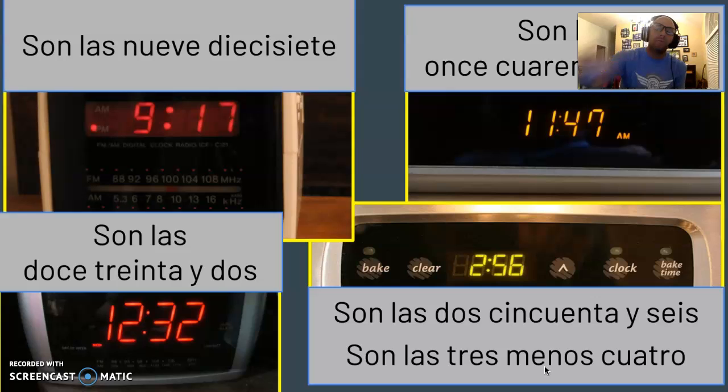Okay, that sounds kind of a roundabout way, which is why a lot of people don't do it, but I want to show it to you so you know if you see it. Okay, but this is fine with me. So son las 3 menos 4, excuse me. Up here, if we were doing the minus thing, it would be son las 12 menos 13. Right, it's 13 minutes to 12.